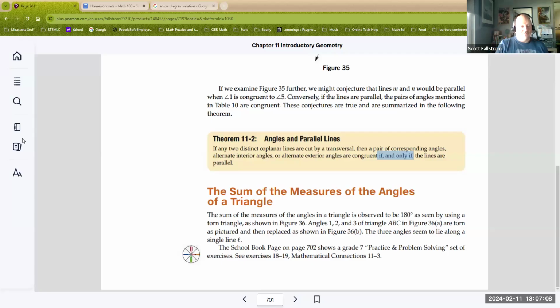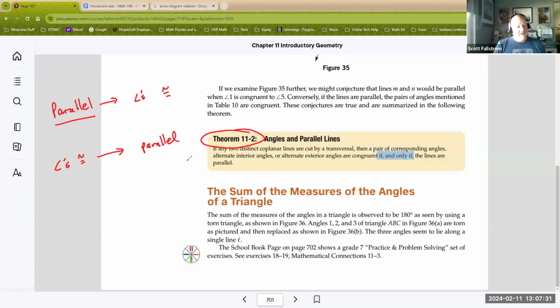What does that mean for us? Why is that so important? Because what it says is that it goes both directions. If you know it's parallel, then the angles are congruent. If you know the angles are congruent, then you can prove that it is parallel. Now, again, this is a theorem. We're not proving it at this point in time.